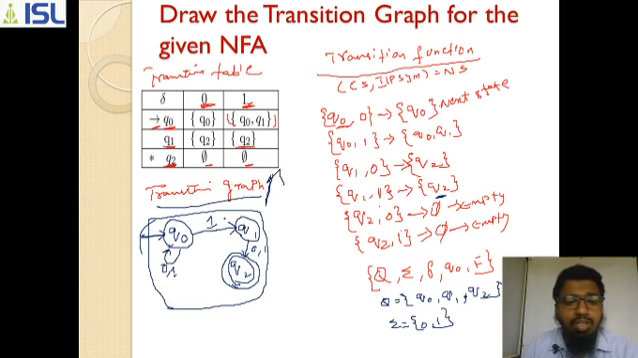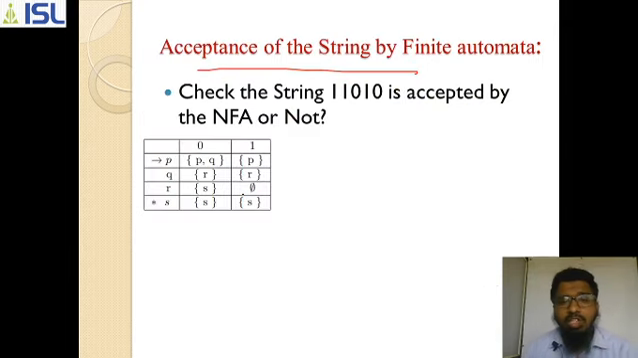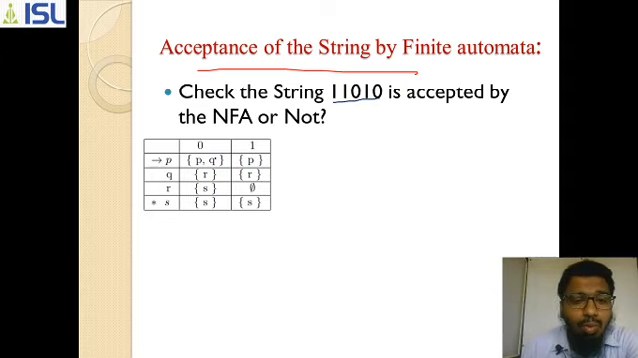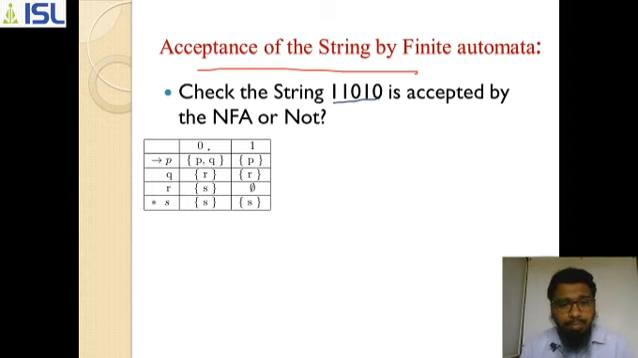Okay, so this is a simple way to make an NFA, with the transition table, transition function and transition graph. Okay, fine. Now next we will see whether this string can be accepted in this graph or not. For that, first you need to make the graph.